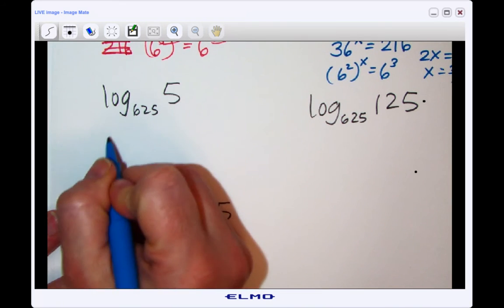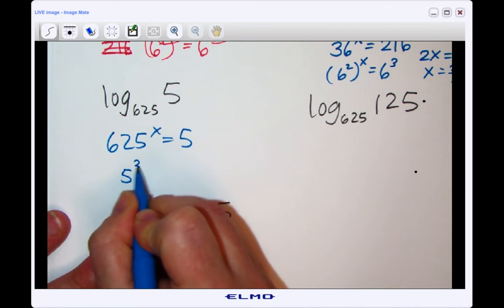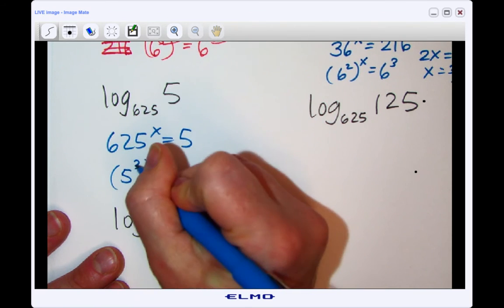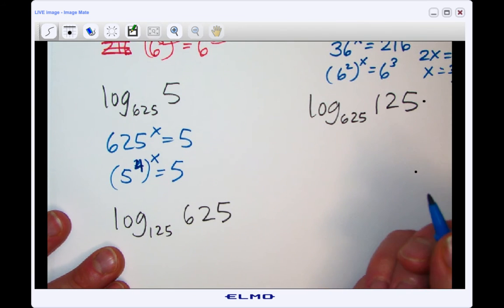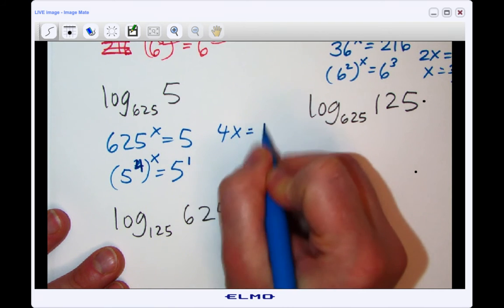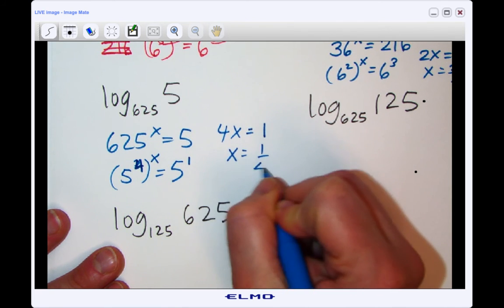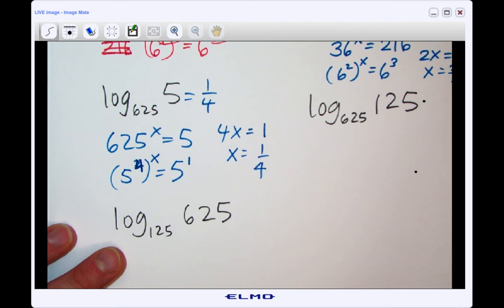Again, all the same. 625 to the what has to equal 5. So 5 to the 3rd. Oh, sorry, that's the 4th. That's 5 to the 4th. 5 to the 3rd is only 125. So this says 4x is equal to 1. X has to be equal to 1/4. So this whole thing has to be equal to 1/4. Okay? Everyone see what we're doing?